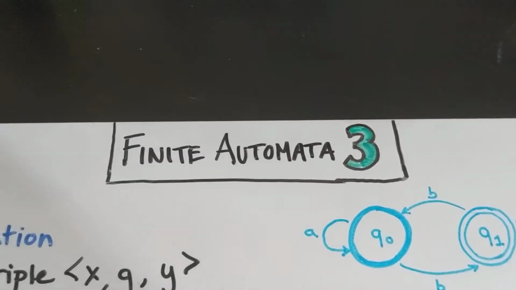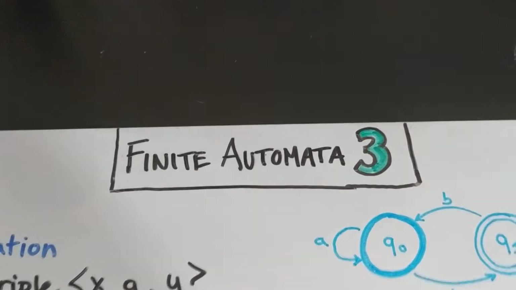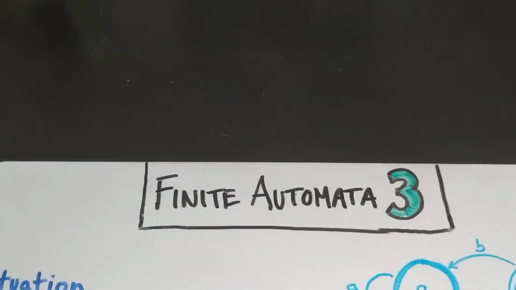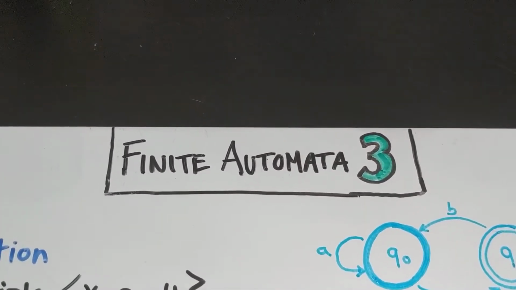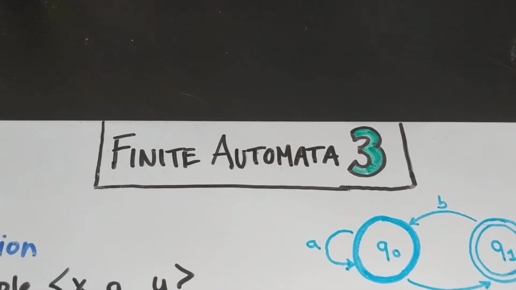Hello and welcome to another mini lesson about formal language theory. In the last lesson we talked about how we can formally define a finite automaton, a deterministic finite automaton.